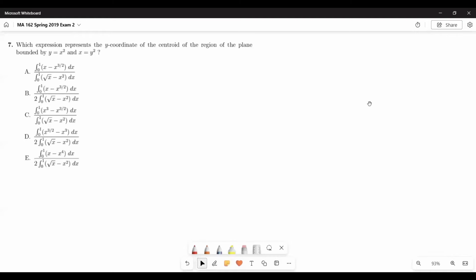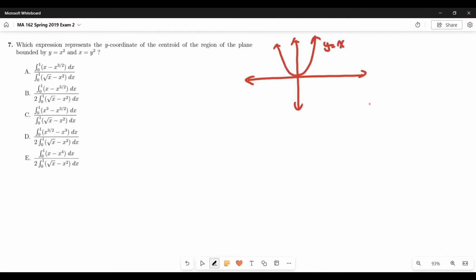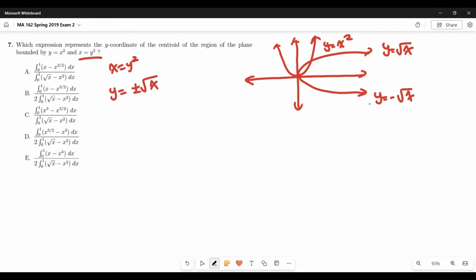Okay, so this question asks which expression represents the y-coordinate of the centroid of the region of the plane bounded by y equals x squared and x equals y squared. So let's draw it first. y equals x squared looks like this, and x equals y squared looks like this, right? But x equals y squared can be written as y equals plus or minus square root of x, so y equals negative square root of x and y equals square root of x. Since the part y equals negative square root of x is not bounded by y equals x squared, we're just going to ignore it, and just use y equals square root of x.